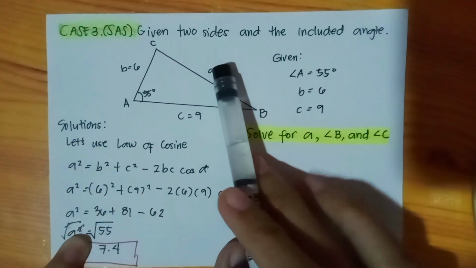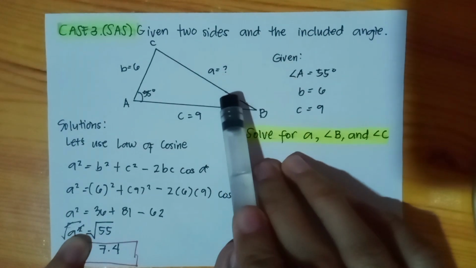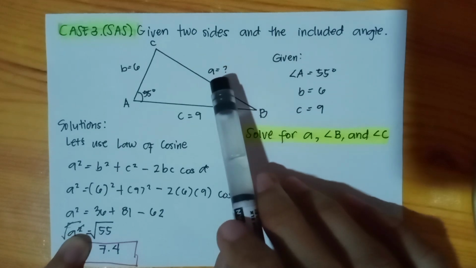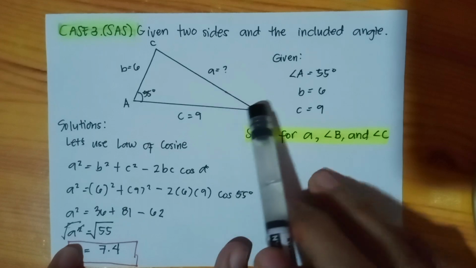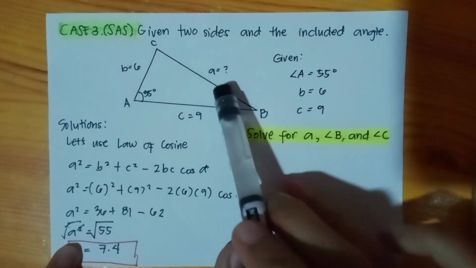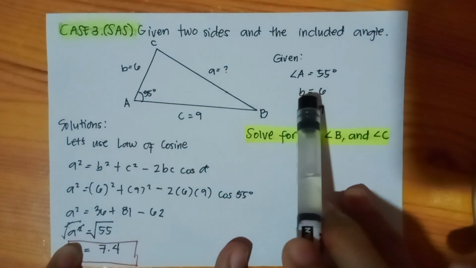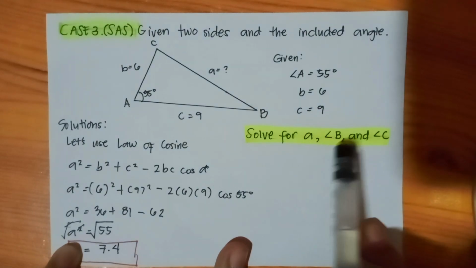So let's now move on to case number 3, the side-angle-side, given two sides and the included angle. It is similar to case number 2. However, case number 2 is an ambiguous case, in which we use the law of sines, and in this case, we will be using the law of cosines. So we have here the problem and the illustration. The given is angle A, which is 55 degrees, side B is 6, and side C is 9. So let's find the side A, angle B, and angle C.